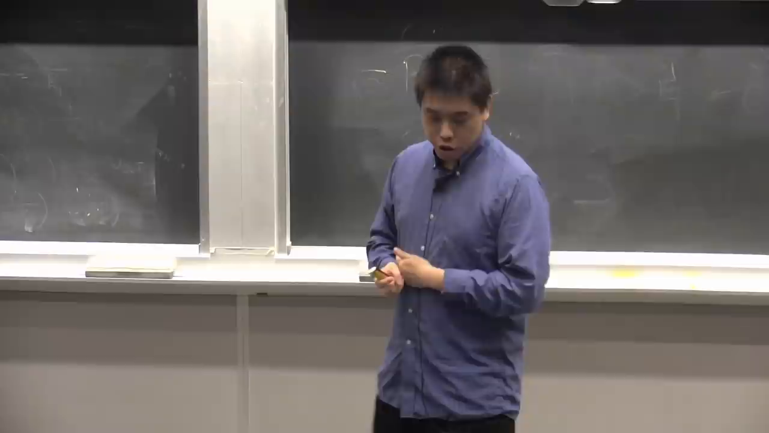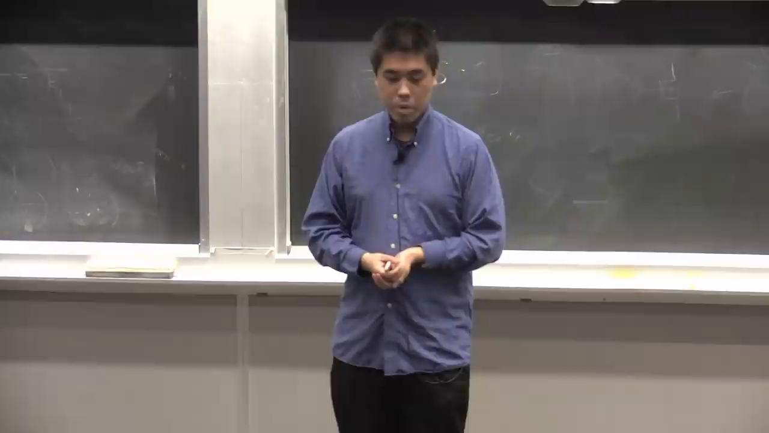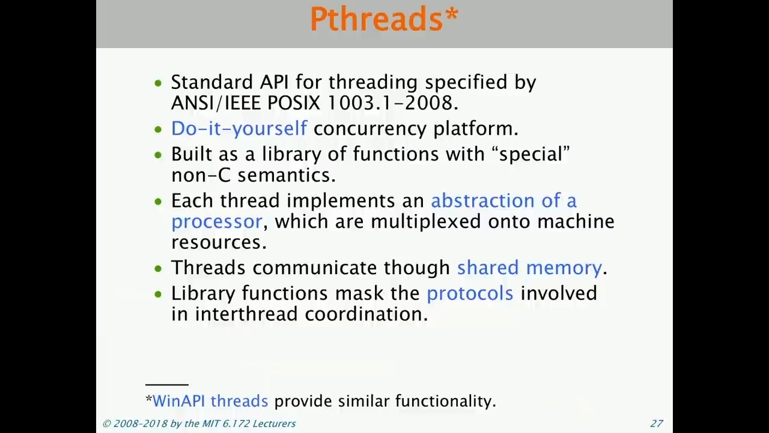All the threads communicate through shared memory, so they all have access to the same view of the memory. And the library functions that pthreads provides mask the protocols involved in inter-thread coordination. So you don't have to do it yourself, because it turns out that this is quite difficult to do correctly by hand.